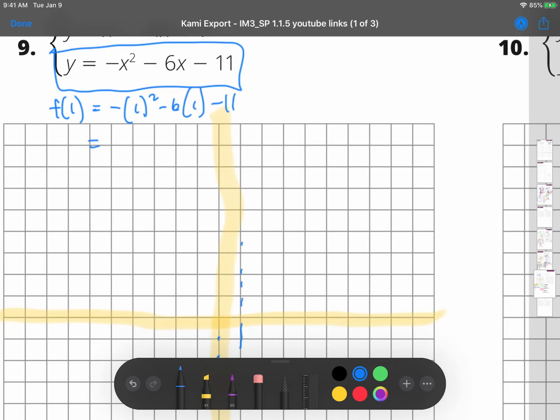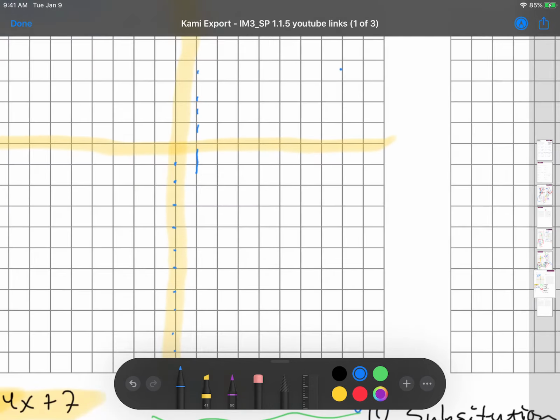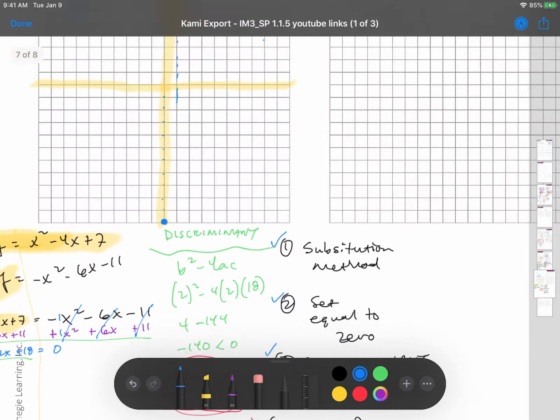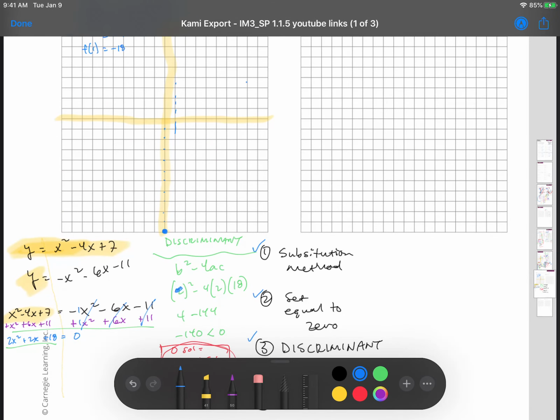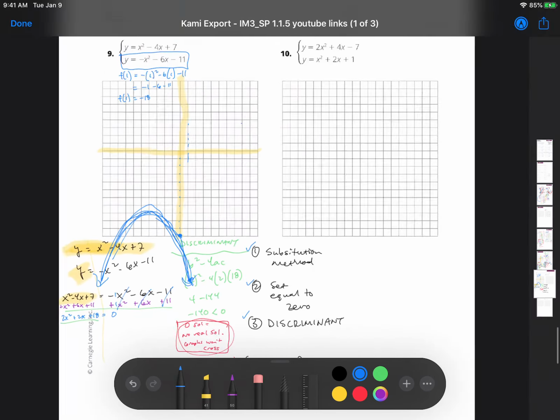I get 1 squared is 1, so the opposite of 1 is negative 1, negative 6 minus 11, so you get negative 7, negative 18. So you have 1 comma negative 18. What does it tell us? That means the next part of the graph is like way down here. So my graph is doing something like this. Okay, that is the blue graph.